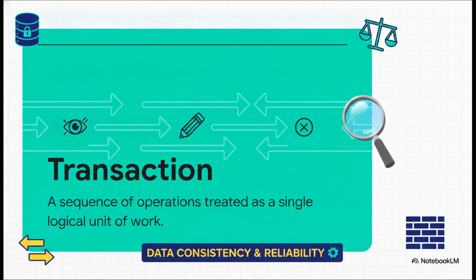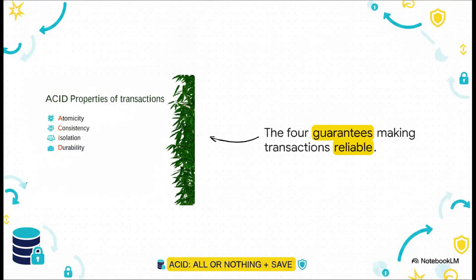For us as software engineers, the main goal here is maintaining data consistency and reliability, even when our environments get incredibly complex. And to guarantee a transaction doesn't just corrupt your data when things crash, database management systems stick to 4 core properties: atomicity, consistency, isolation, and durability. You probably know them as ACID. Let's break these down one by one.